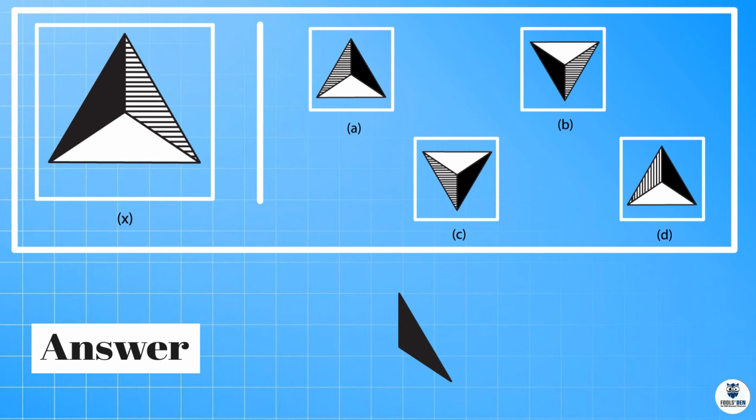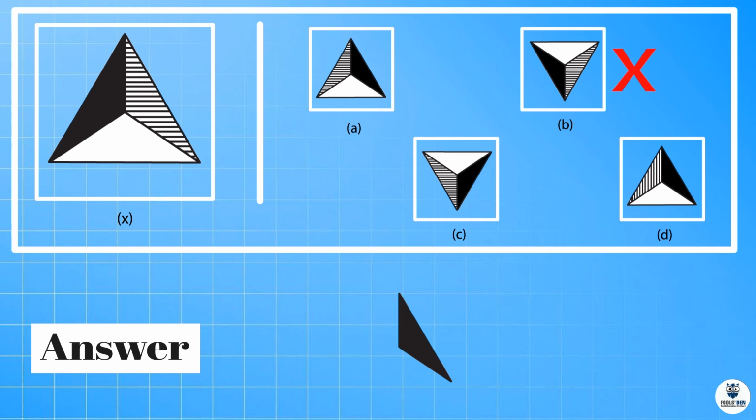So using that, we can eliminate option B, because in option B, the dark portion is close to the mirror. Or in other words, we can say that the dark portion is on the left side of the question figure, and in your answer figure, it should come to the right, because left becomes right in a mirror image. So option B is eliminated. You're left with option A, C and D.